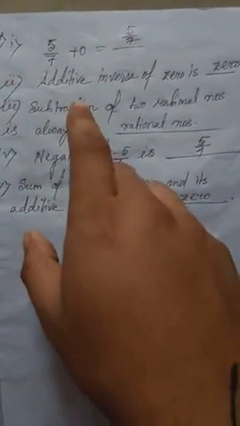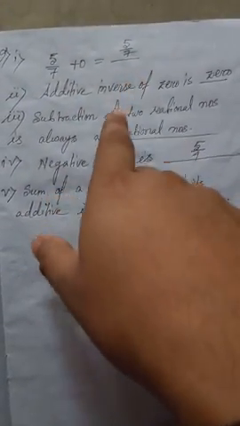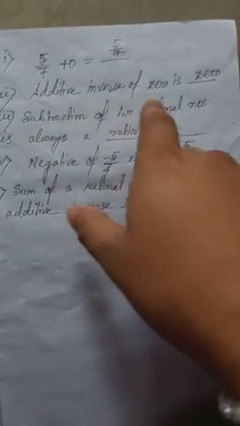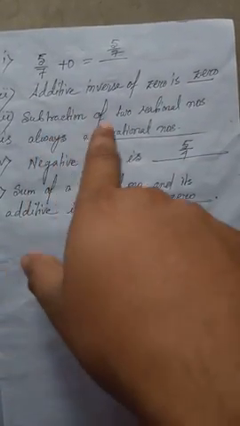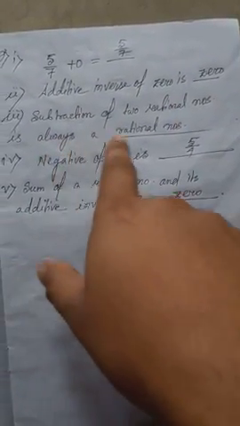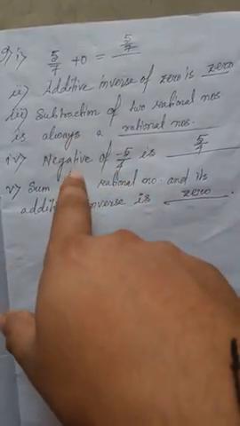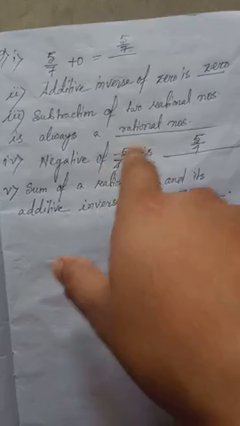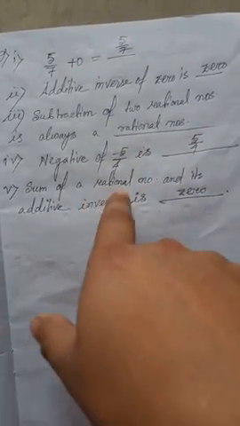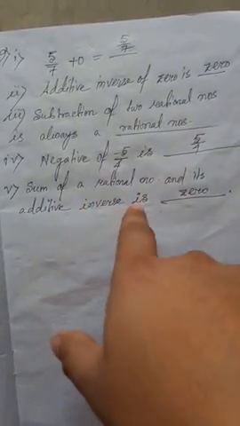Next one, 5 by 7 plus 0 is 5 by 7. The additive inverse of 0 is 0. Subtraction of two rational numbers is always a rational number. So the closure property holds on subtraction for rational numbers. The negative of minus 5 by 4 is 5 by 4. The sum of a rational number and its additive inverse is 0.